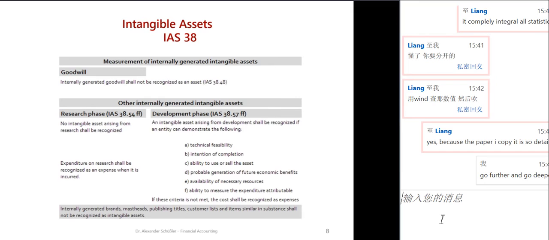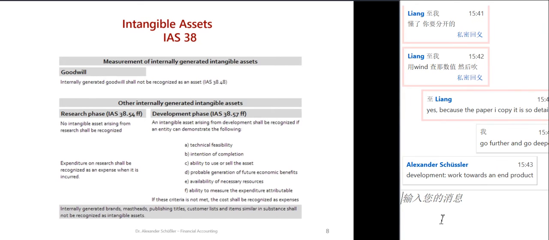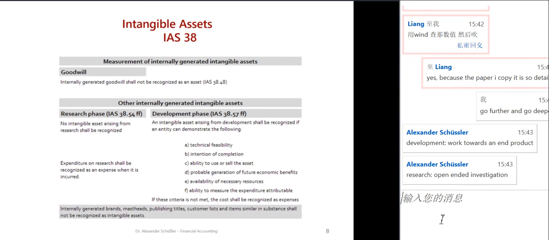Development goes further and goes deeper, and it's more to work towards an end product. Yeah, so development is work towards an end product. And research is more like an open-ended investigation. Yeah, so this is the main difference.